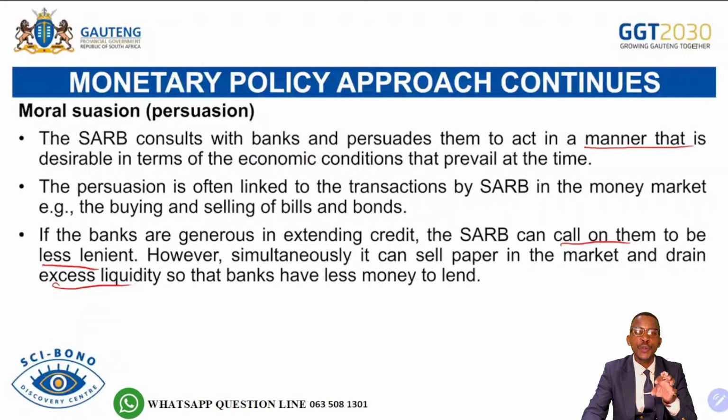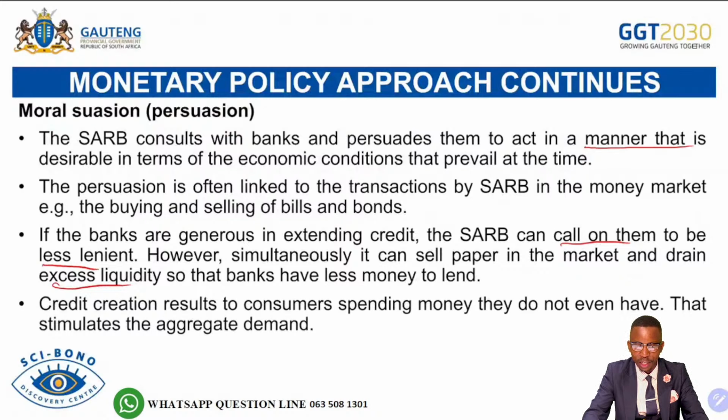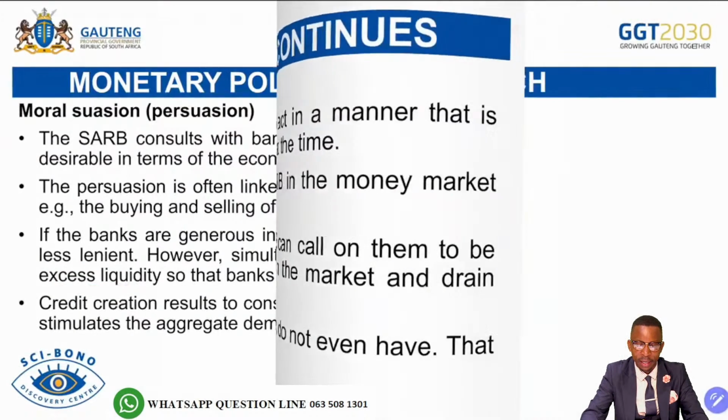So these instruments are working hand in hand. Indirectly, they affect each other. If there is more credit creation or moral persuasion is being relaxed, the central bank might not confront commercial banks to lower the credit, but can sell them bonds so that it can collect the money from circulation. That will then be reducing the money supply in the economy. Credit creation results in consumer spending. Consumers spend money they do not even have, which stimulates the aggregate demand in the economy.